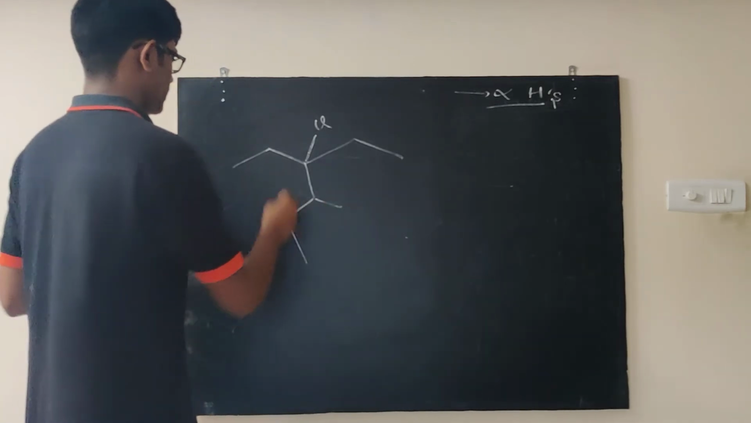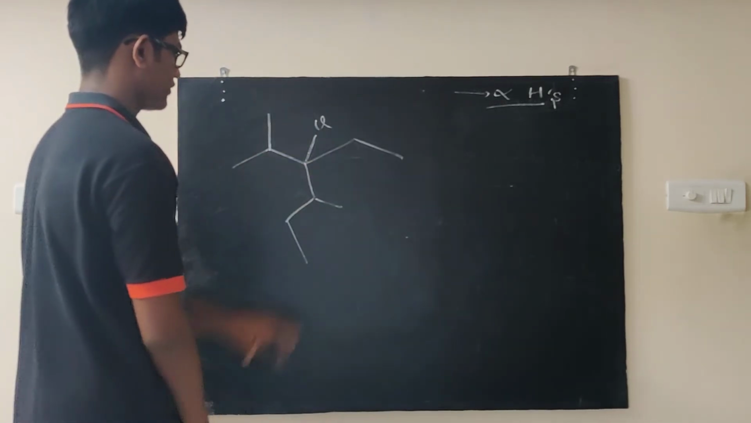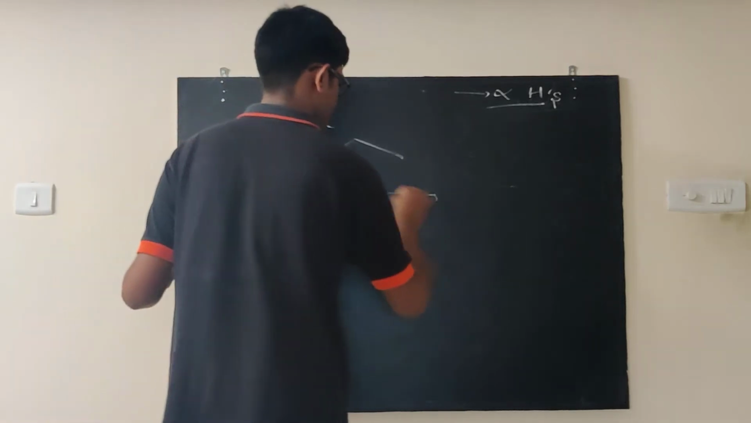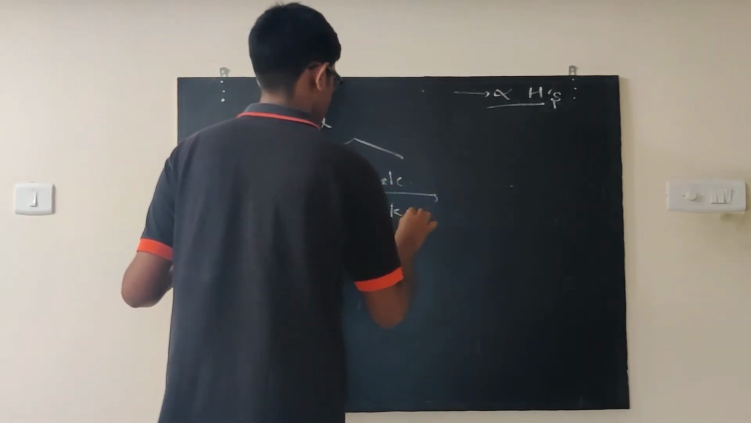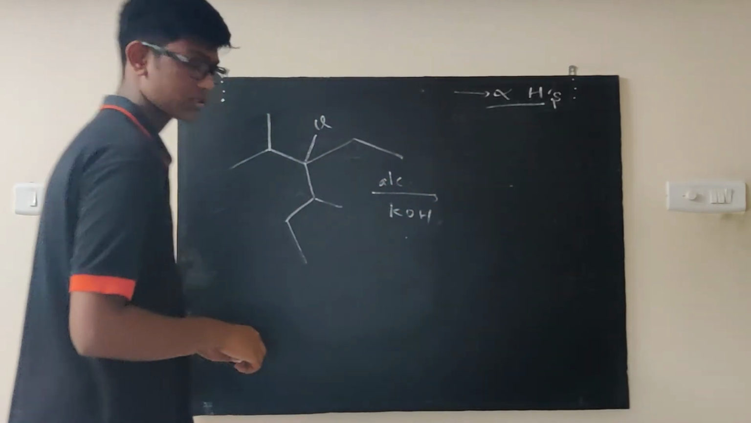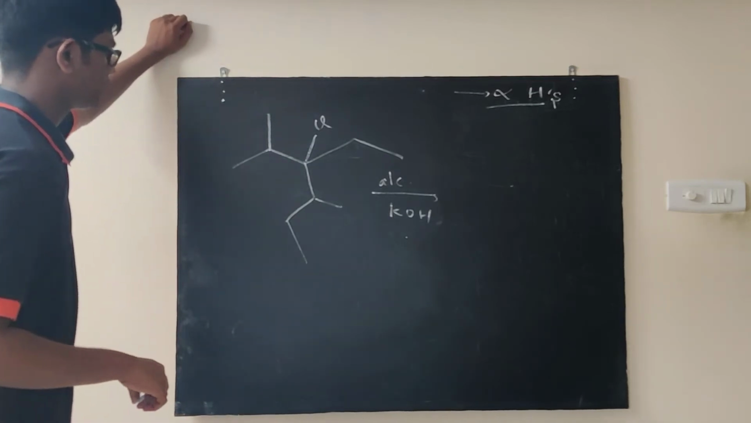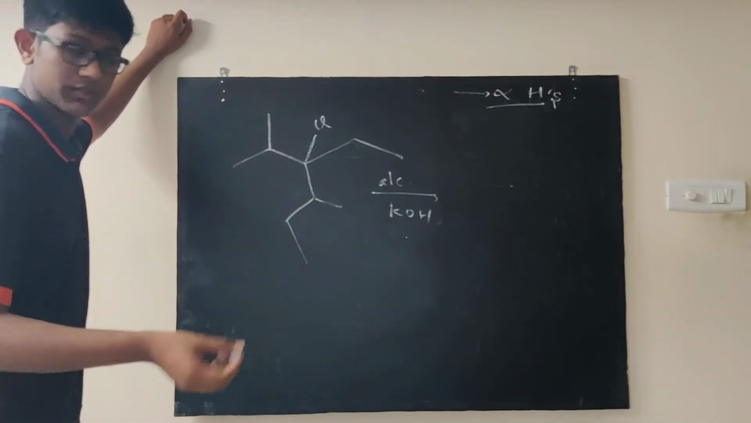Suppose something like this. If you have this compound and you're saying alcoholic KOH, what's the major product, right? And the answer to that question will be, you got to first look at what are all the alkenes that are possible in the first place.